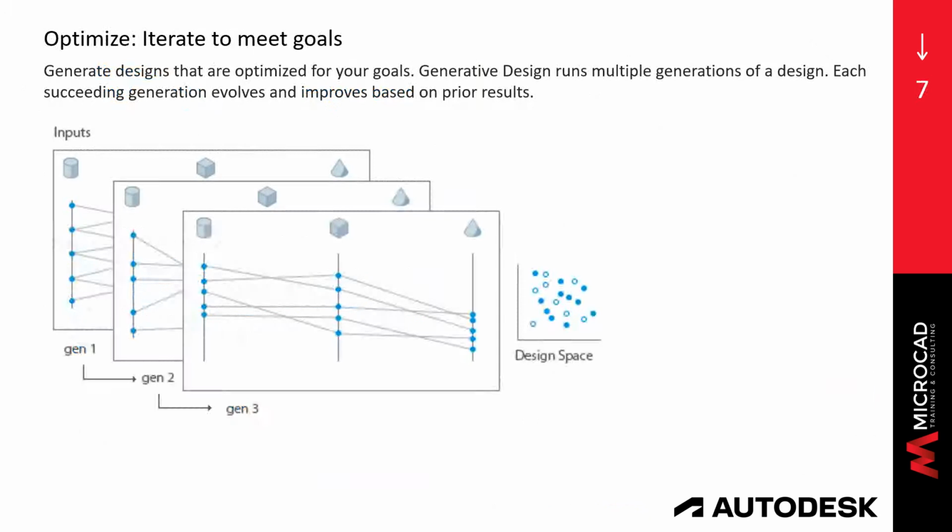So to delve deeper into those concepts, when we say that we're going to use the option to optimize, to iterate to meet goals, it means that you can generate designs that are optimized for your goals. In generative design, we'll run multiple generations of a design. Each succeeding generation evolves and improves based on prior designs.